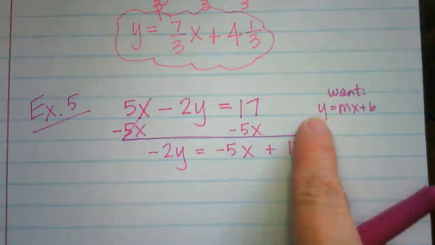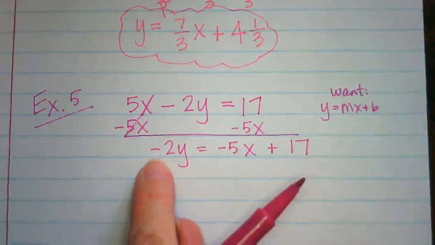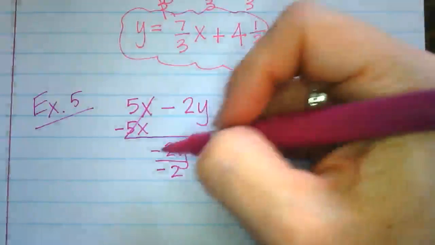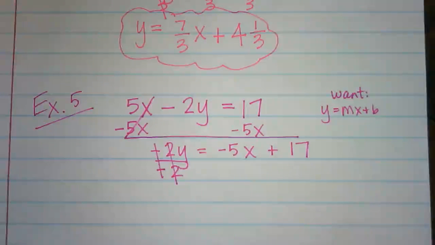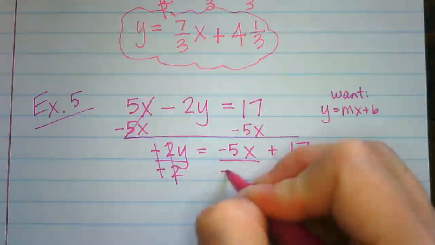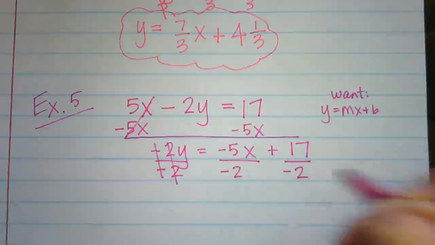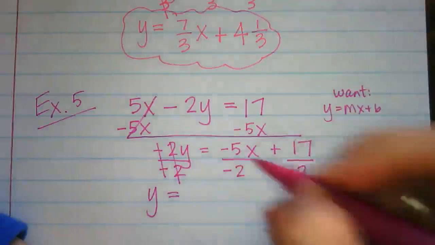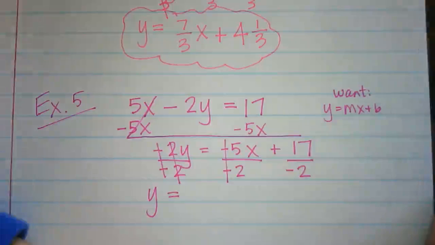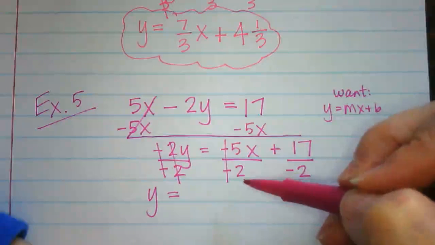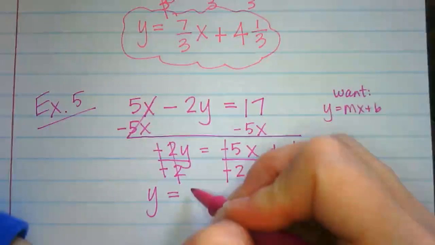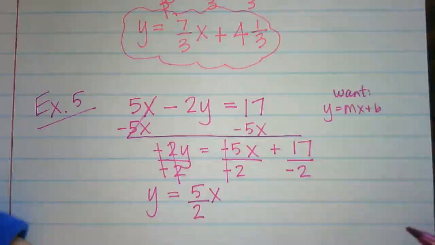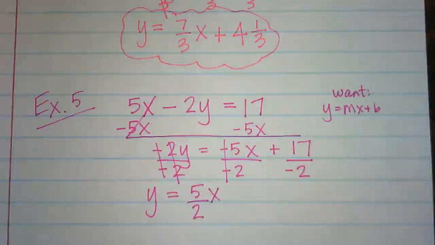All right, I'm almost done. I need to get y. So negative 2y, to get rid of the negative 2, we need to divide both sides by negative 2, so the negatives and the 2's will cancel. But then we need to divide this by negative 2, and we need to divide that by negative 2. So we get y. Over here, the negatives will cancel each other out. 5 over 2, 2 doesn't go into 5 evenly, and we always leave our slope improper. So we can leave that as 5 over 2x or 5x over 2, same thing.